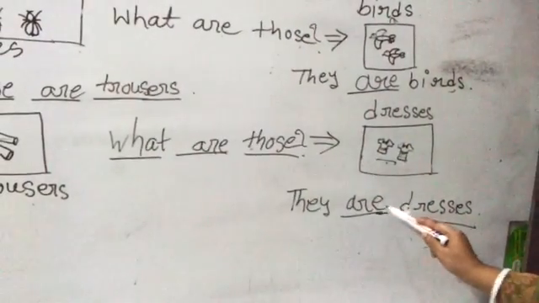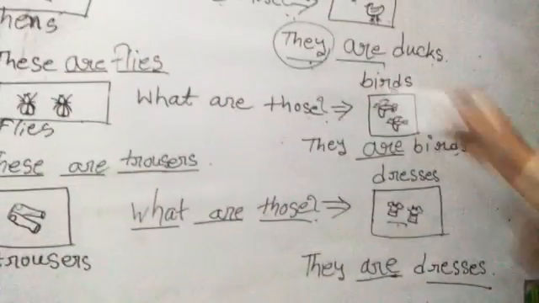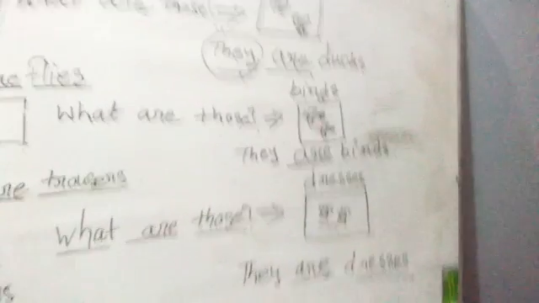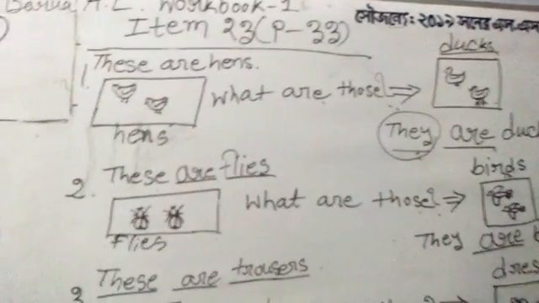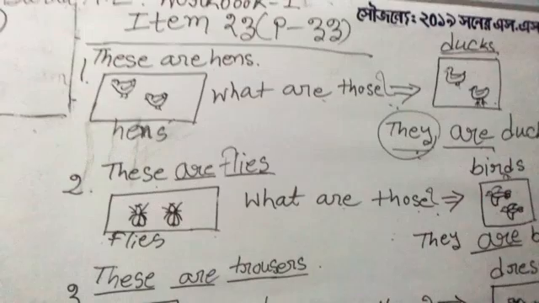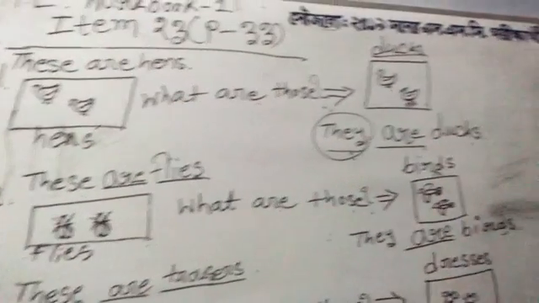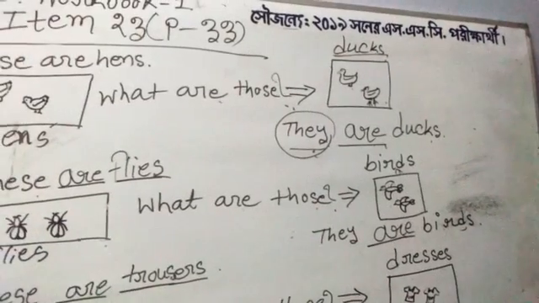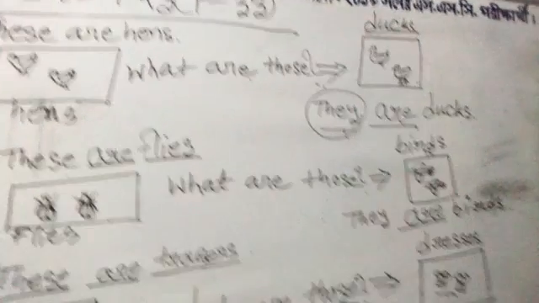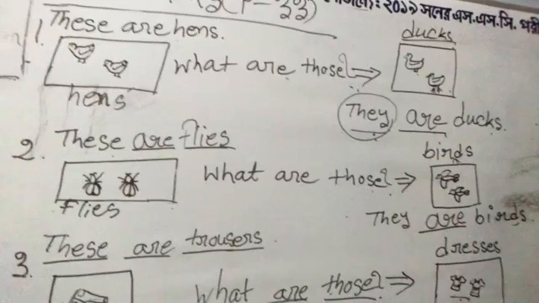Why am I putting are every time? Because they means it's plural, and for plural we will use the auxiliary verb are. Okay, so let us have a look again. Number 1, we can see the picture of two hens. So these are hens. Right beside the hens, in the opposite picture we can see two ducks. So what are those? They are ducks.